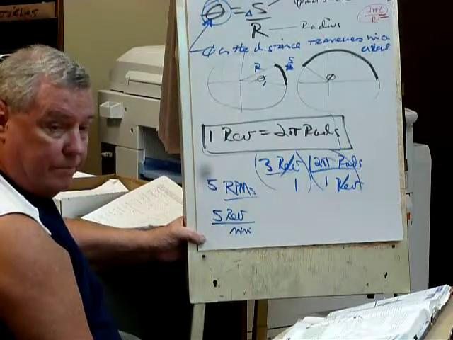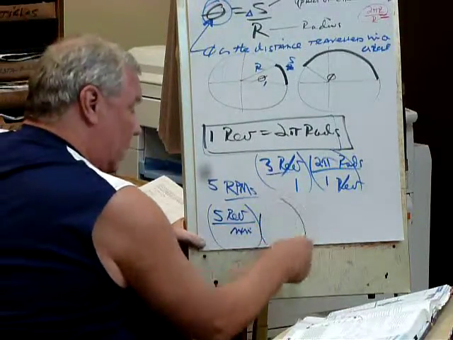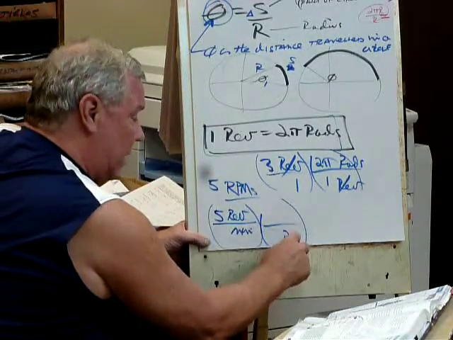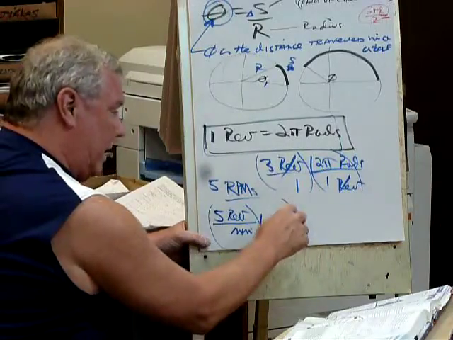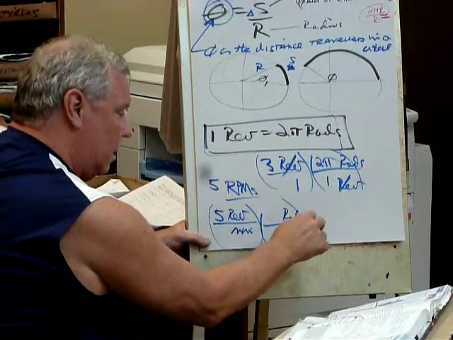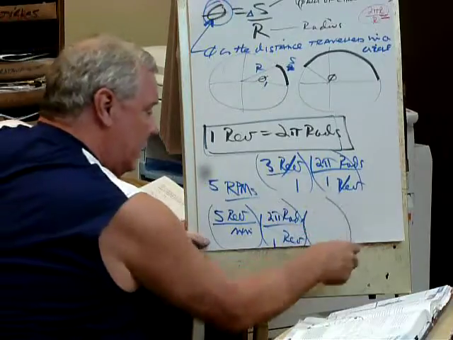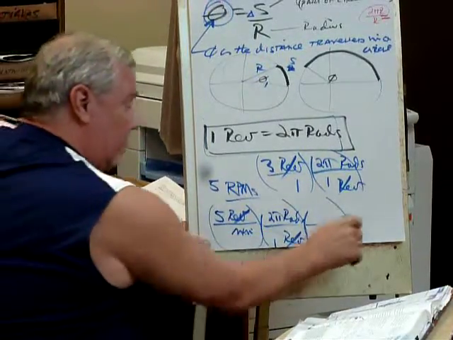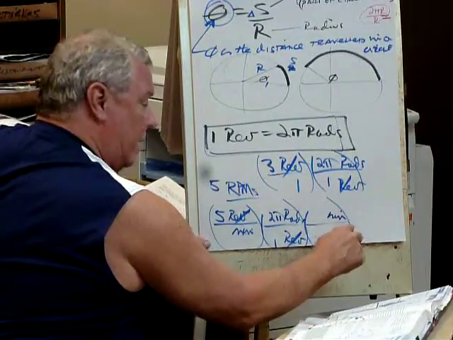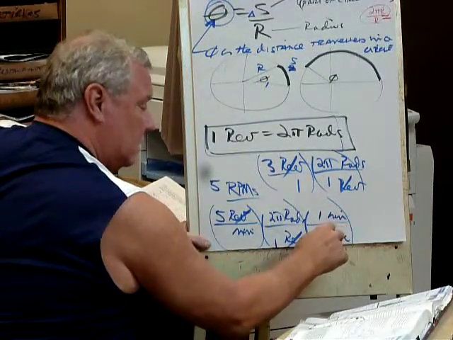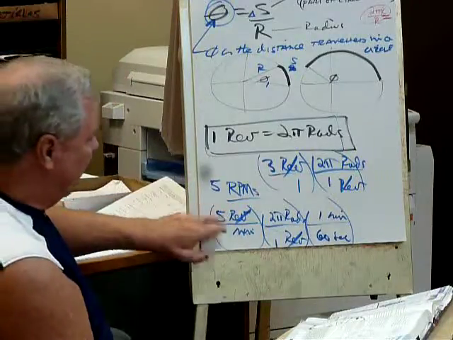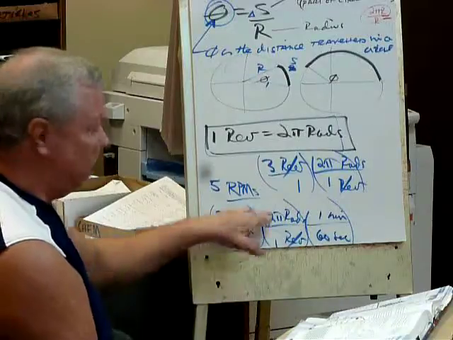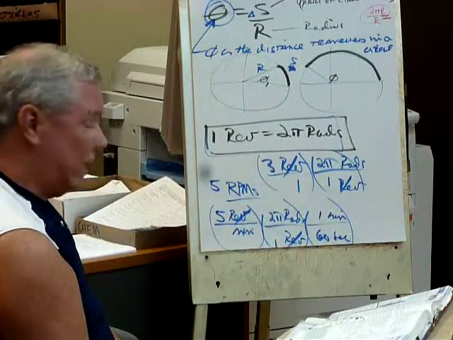Everybody see how to translate? Revs per minute. And then what do we do? Well, if we want to turn it into rads per second, first thing we do is put revs in the bottom, 1 rev, and how many rads in the top? 2 pi. And then revs are gone. And then we got mins in the bottom, so mins go to the top. And 1 minute, how many seconds? 60. So we go 5 times 2 pi over 60. 5 goes into 60, 12. 2 pi over 12 is pi over 6. And you end up with pi over 6 rads per second.